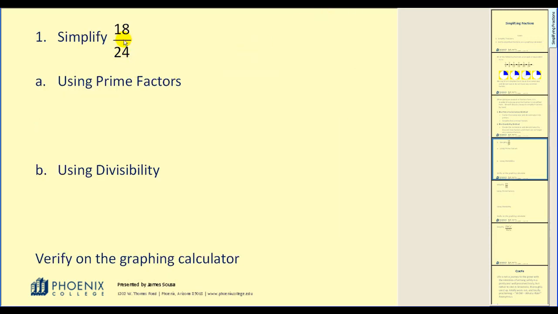Let's say we want to simplify 18/24. Well, first thing we would do using the prime factor method is to make a factor tree for 18 and 24. Remember that a factor tree, you break it down into two numbers that multiply together to give you 18. 2 times 9, 2 is prime, so I'll circle it. 9 would be 3 times 3, and those are both prime. So we break down 18 into its primes, 2 times 3 times 3.